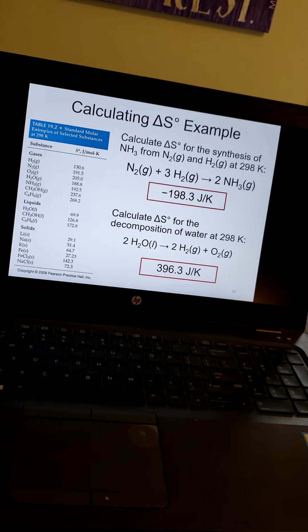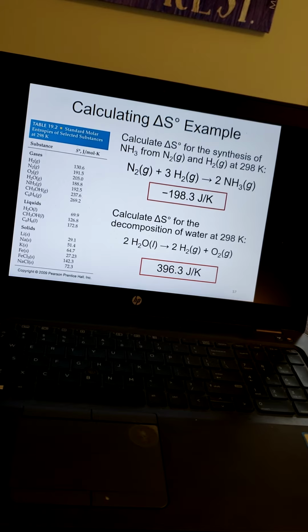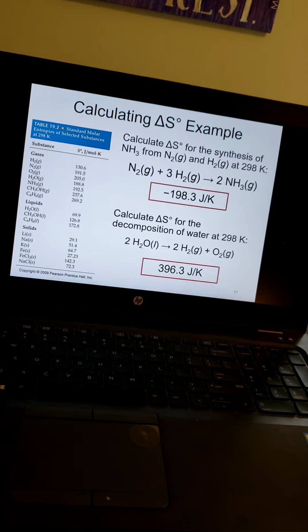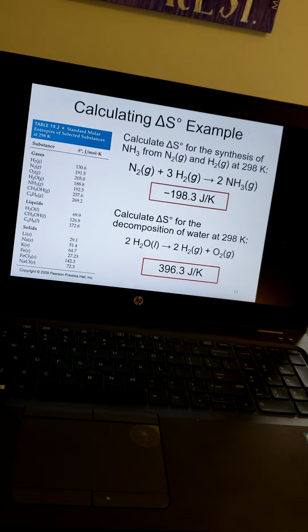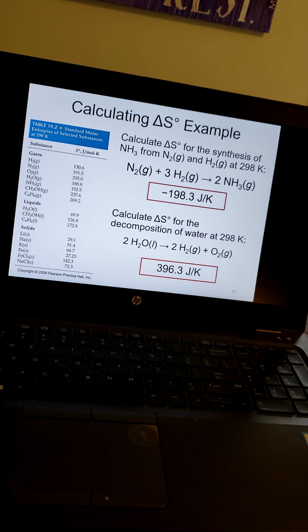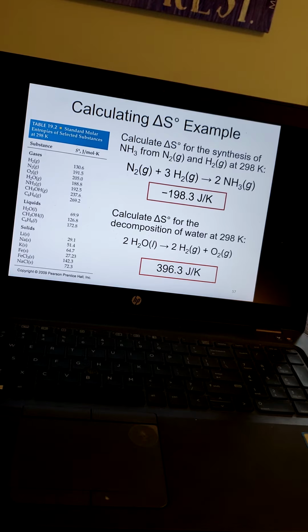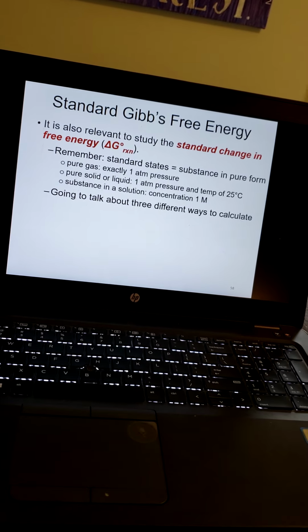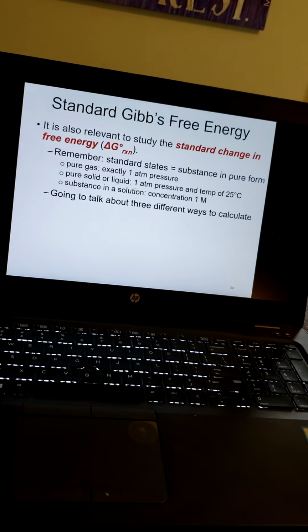So again, the ability to qualitatively predict the sign before you do the math is incredibly important to being able to check your work. Make sure you understand these overarching ideas that we're studying here, and then you can check your numerical work as you go along.